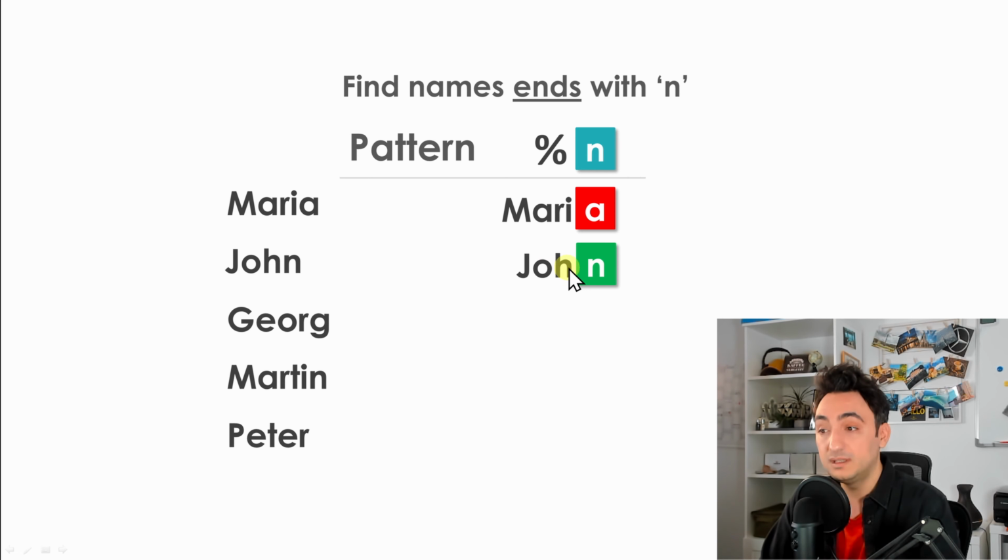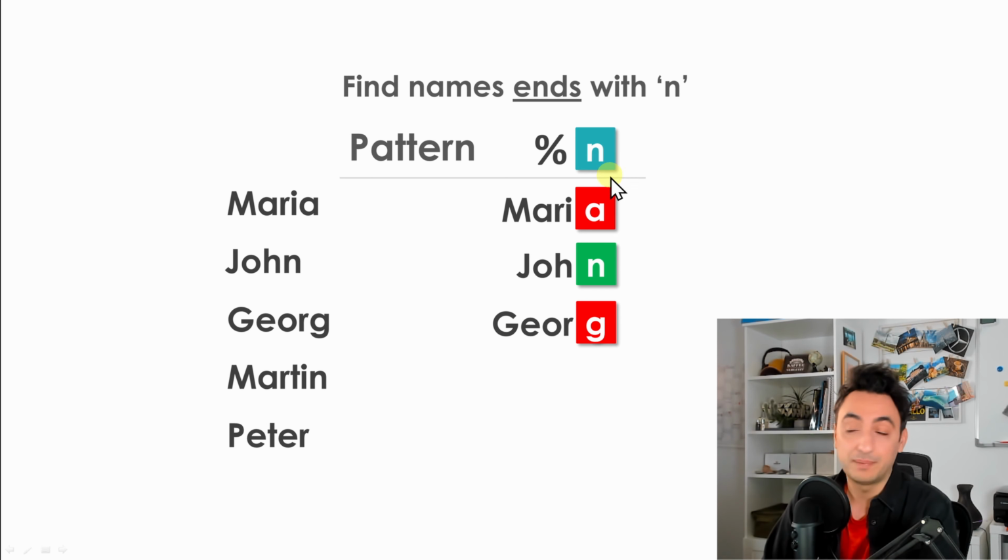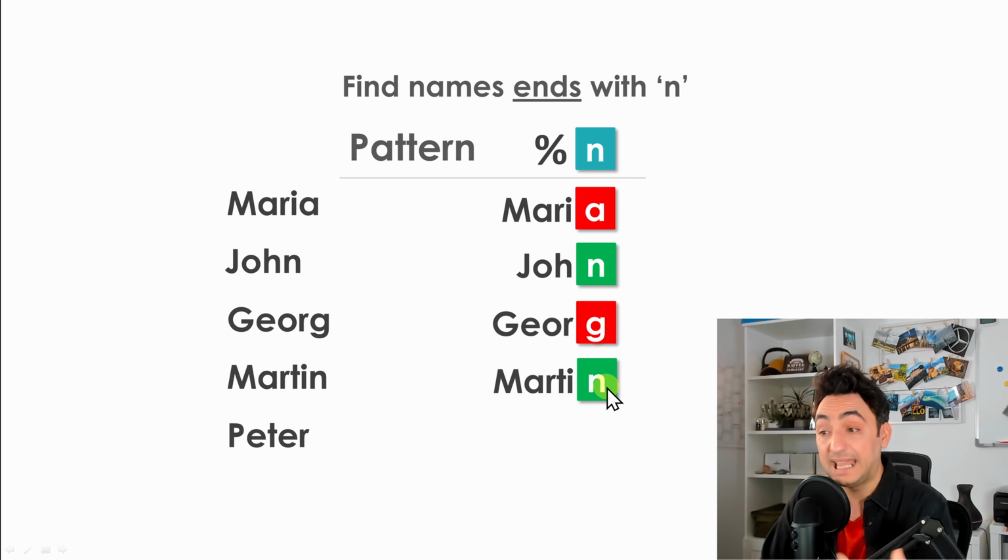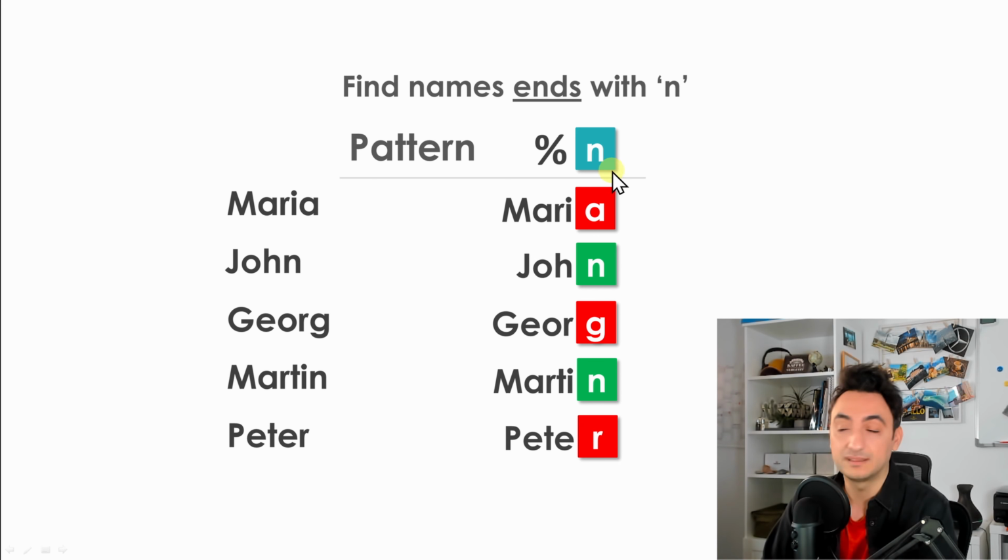So we have John. John has the last character n, and it is matching our pattern. The database is gonna put true on it. The next one, we have George. George ends with G. It is not matching the pattern. False. Martin ends with n, so we have true here, the last character matches our pattern. And Peter, we have the R over here, it is not matching the pattern. So if you run such a pattern on your database, you will get only John and Martin as a result.